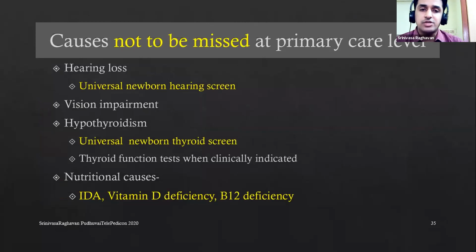So implementation of universal newborn hearing screening and newborn thyroid screening can be done easily. And this is the plea I would like to place before the elite audience here. Wherever feasible, please implement newborn hearing screening and newborn thyroid screening, because this will go a long way in preventing these common developmental disorders, early remediable and treatable developmental disorders.